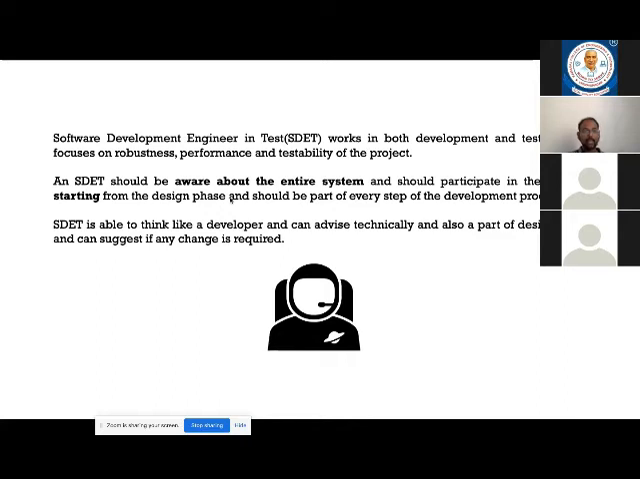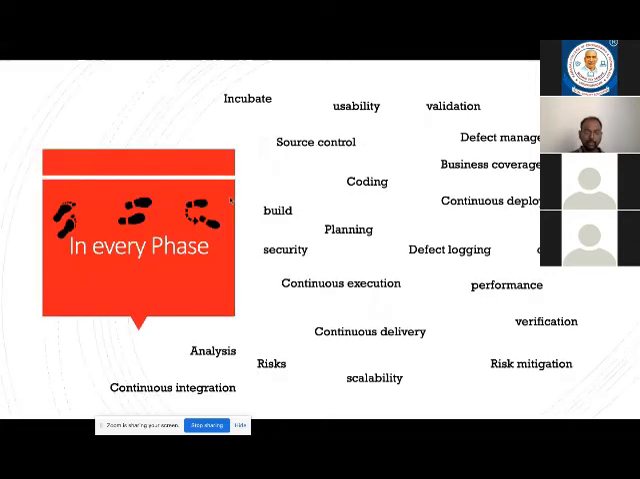So the SDET must be involved from the initial envisioning stage, from when the idea originated. From that point in time, if you include him, it is better. So this is what we do and where we put our details to improve the quality.